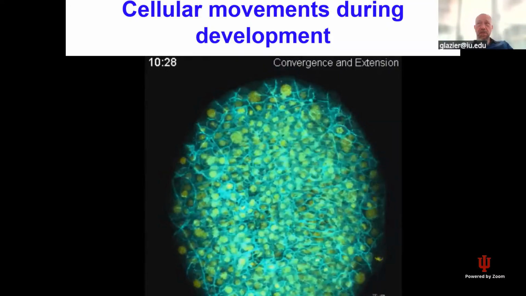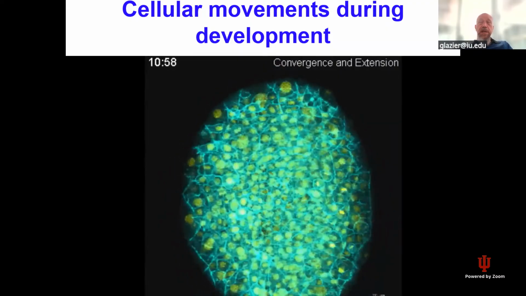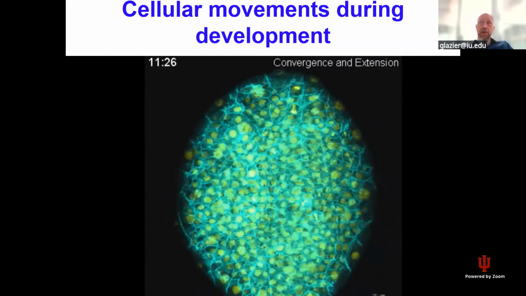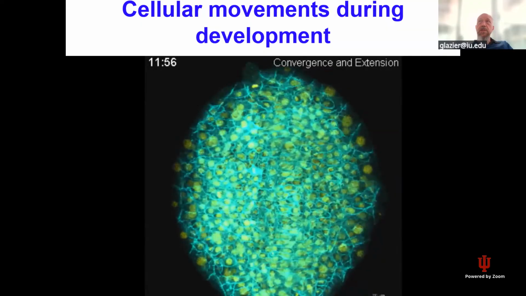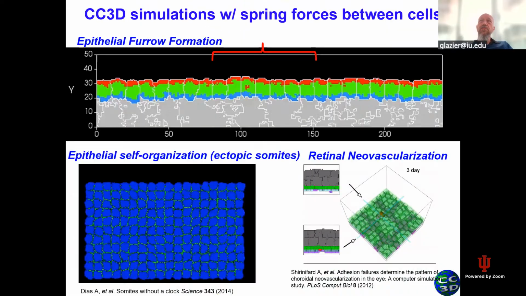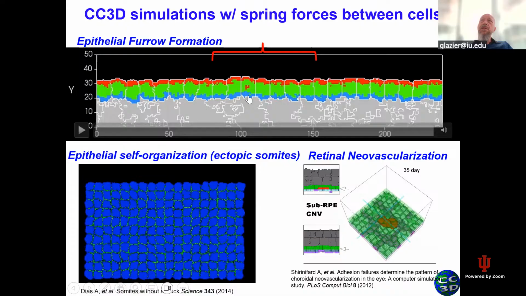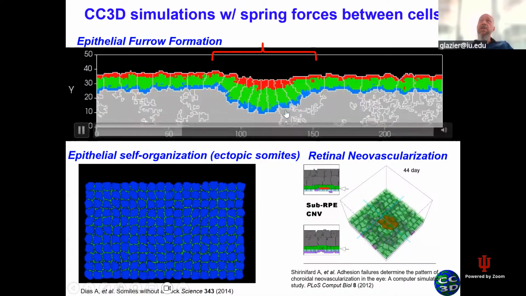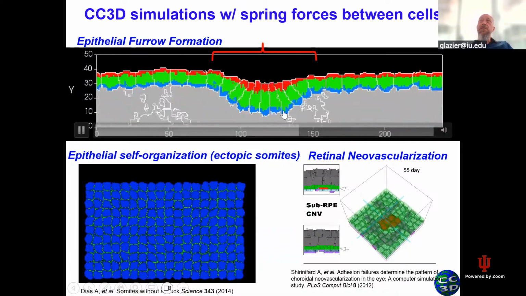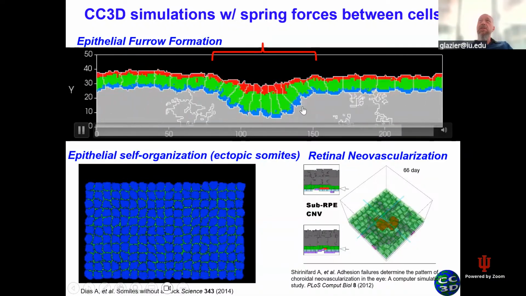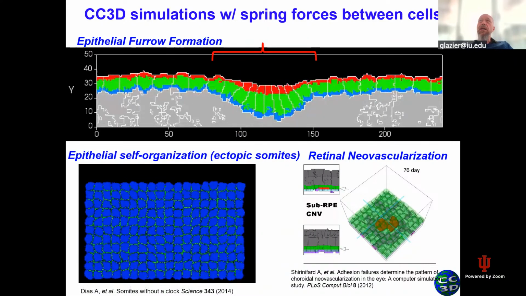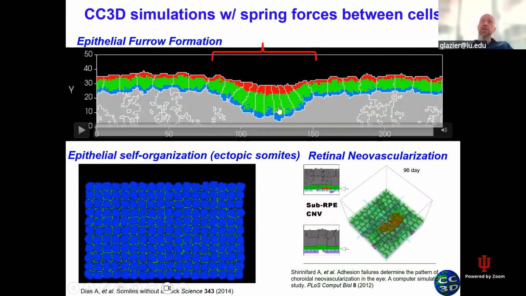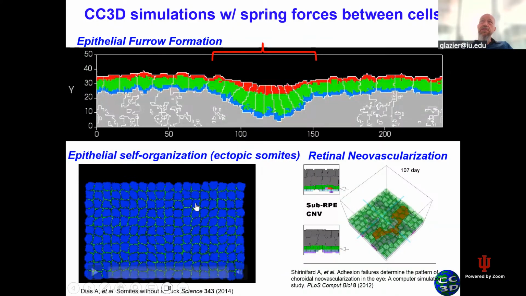In essence, all of the things we've done so far have been fluid-like movements, and now we need to have solid and directional movements as well. And this kind of movement is, I don't know if that one will play. This is a simpler version of what Abbas's eye cup formation was. Here we have an epithelium that's going to form a furrow here in the middle.